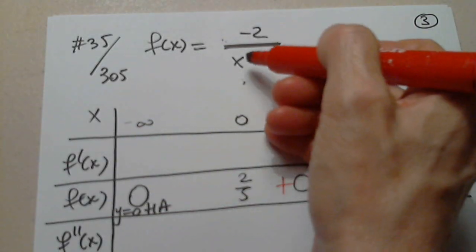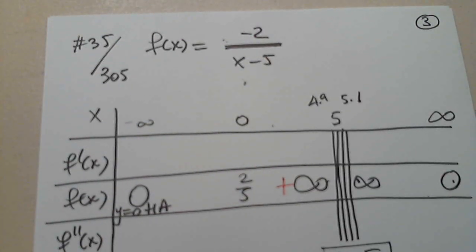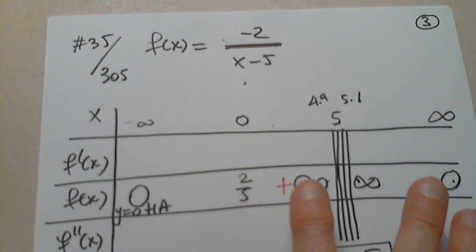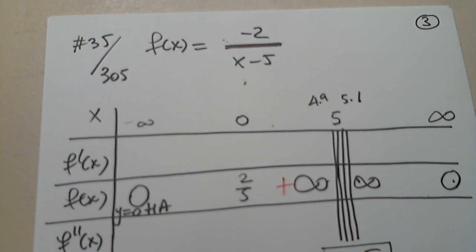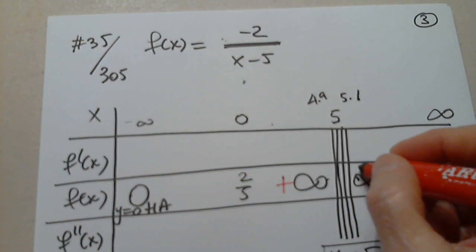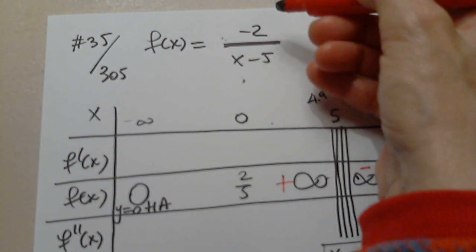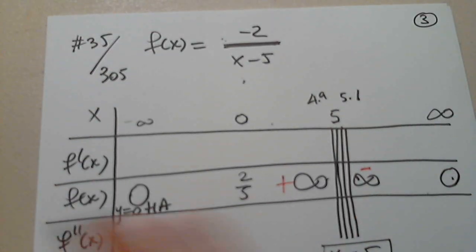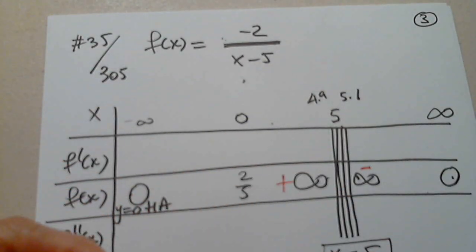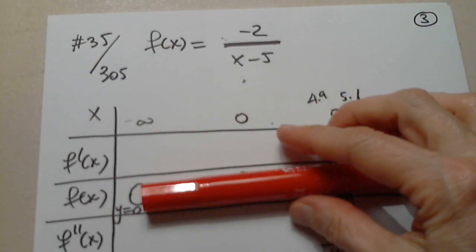Can anyone plug in 5.1 now? They may be the same sign, so don't assume. Calculate. I mean, just look. That one's negative. Yes, because the denominator is positive and the numerator is negative, so it's negative. Done. I have finished with this row.